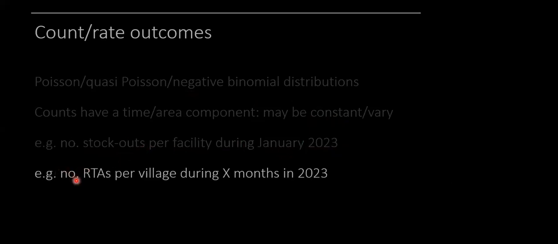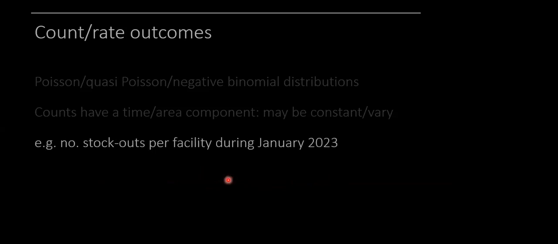Or maybe the time component varies. Maybe you're interested in the number of road traffic accidents per village. You look at a number of villages and measure the number of road traffic accidents that have occurred during a certain number of months in 2023. Maybe some villages record accidents during 1 month, some during 2 months, some during 3 months. In this case, the time component would vary.